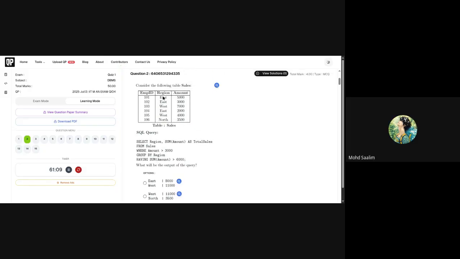No, we have three groups: East, West, and North. Since it says amount greater than 3000, we will eliminate the ones which are less than 3,000. So it will be left with the West only.